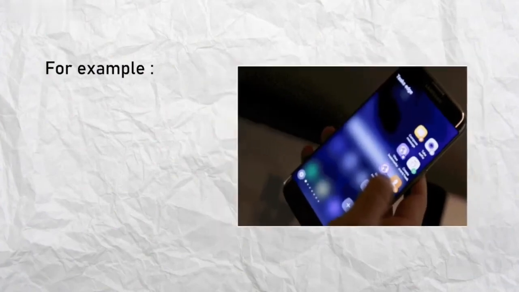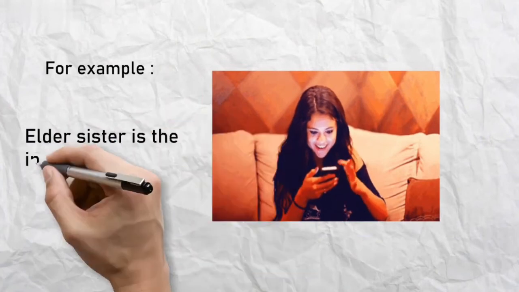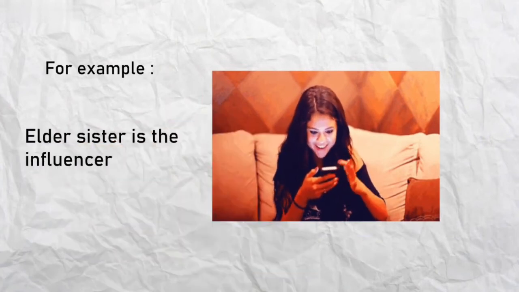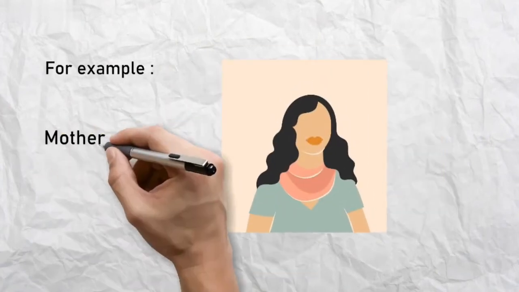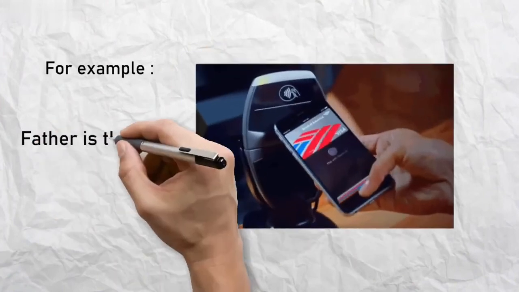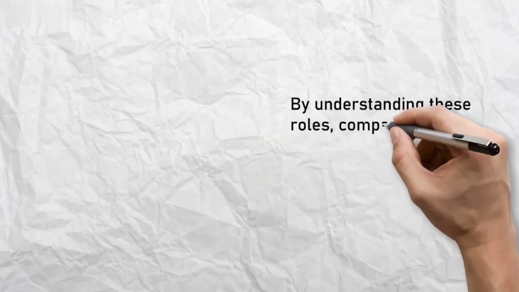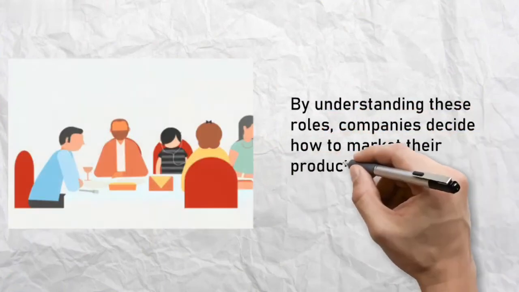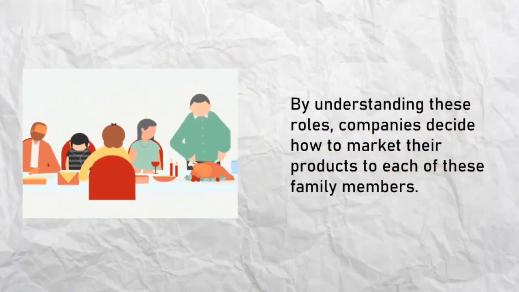Let's understand this taking your family as an example. Suppose you need to buy a phone. Here you are the initiator. Your elder sister is the influencer who recommends you to go for the OnePlus brand. Your mother decides whether you should buy the phone or not, and your father pays for it. By understanding these roles, companies decide how to market their products to each of these family members.